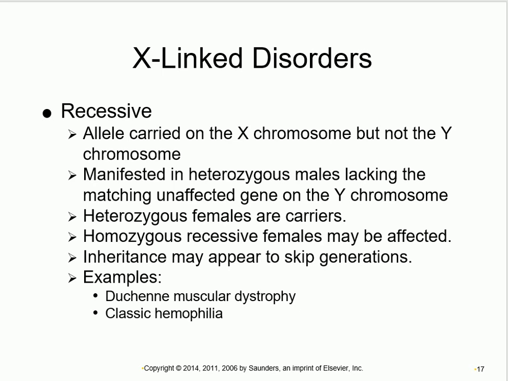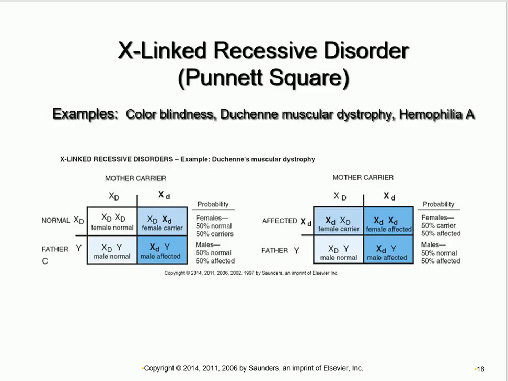It can skip generations, which was not the case in the autosomal. It's not skip. And here are the examples. Duchenne and hemophilia. Color blindness is number 3. And I put the examples here to make it easy for you.